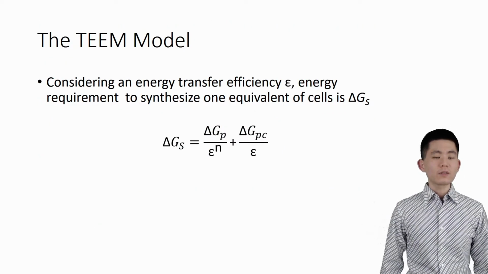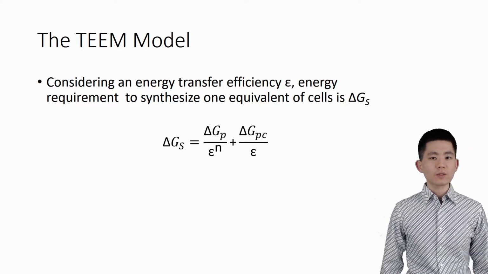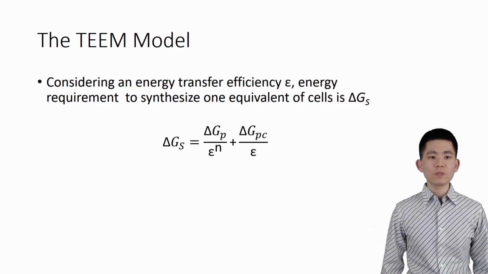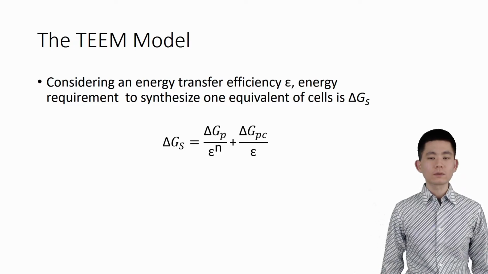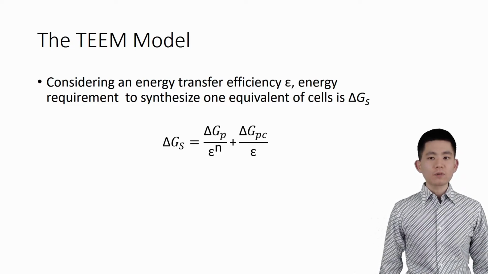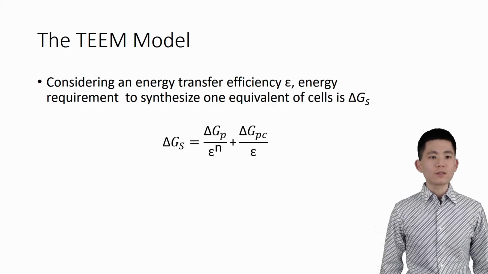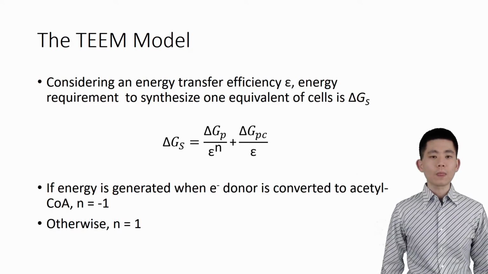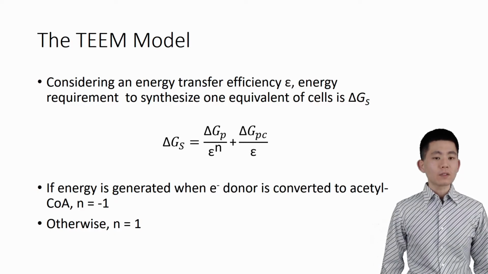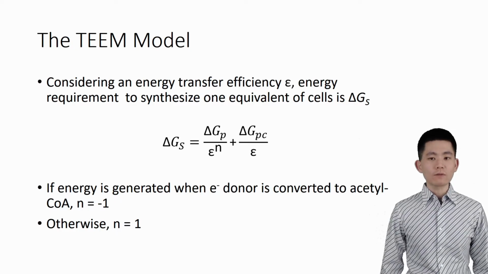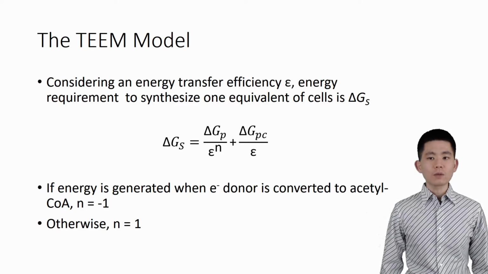Delta Gs is the overall energy required to synthesize one equivalent of cells and can be calculated from delta Gp and delta Gpc, as well as the energy transfer efficiency, epsilon. The power of epsilon for delta Gp, n, is determined by the relationship of the free energy between the electron donor and the acetyl-CoA. If the energy is generated when electron donor is converted to acetyl-CoA, n equals -1. Otherwise, n equals 1.